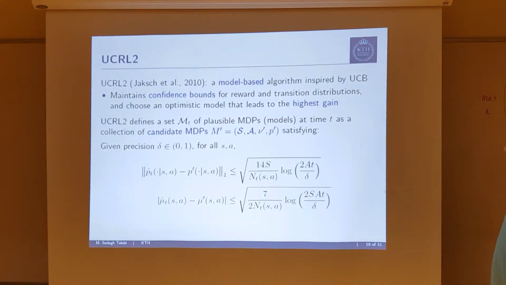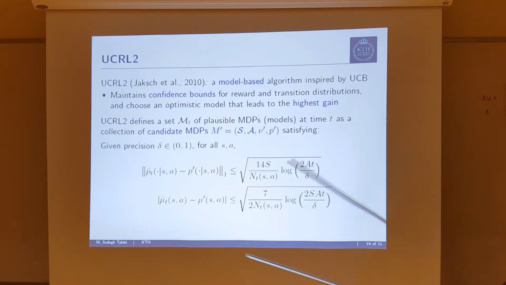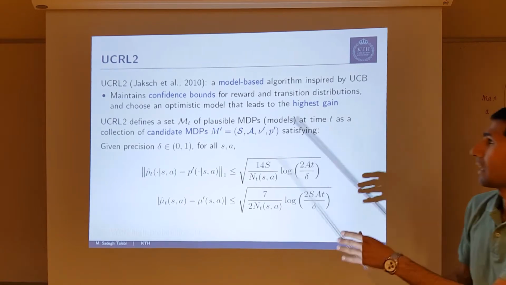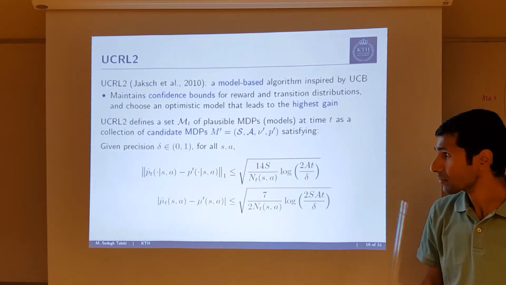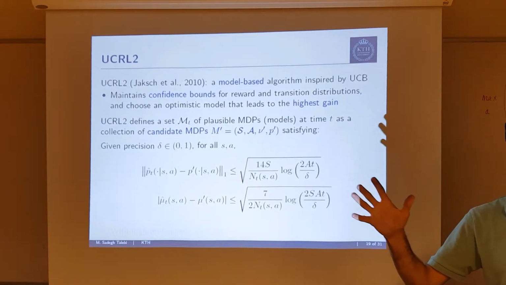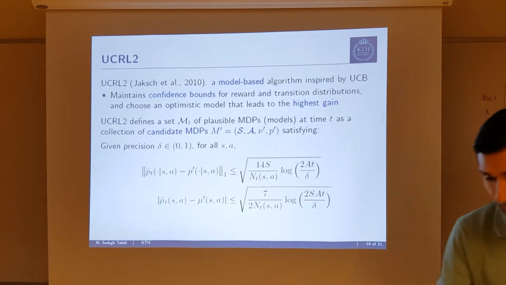So basically, if you consider all these MDPs M prime, you have a continuous set of MDPs, right? We call it calligraphic M of t. And we know that these are good models, good MDPs. These are probably those MDPs that may contain my true MDP. And this is the case.